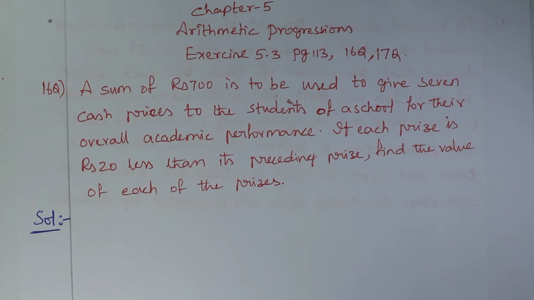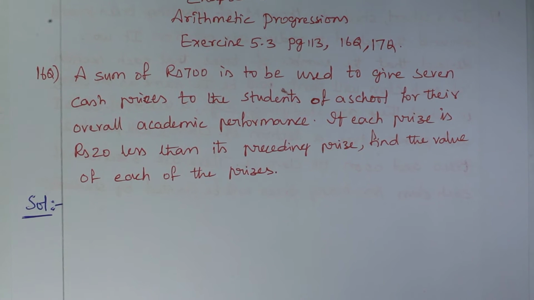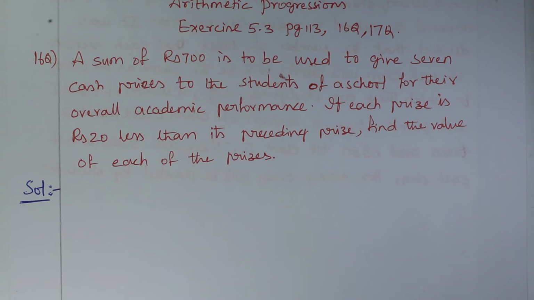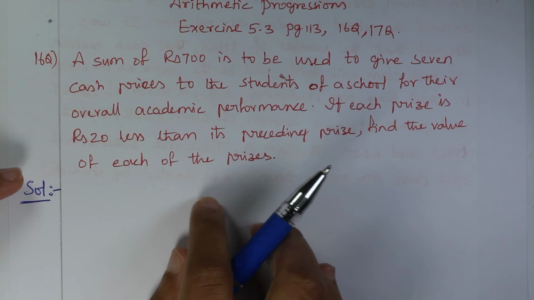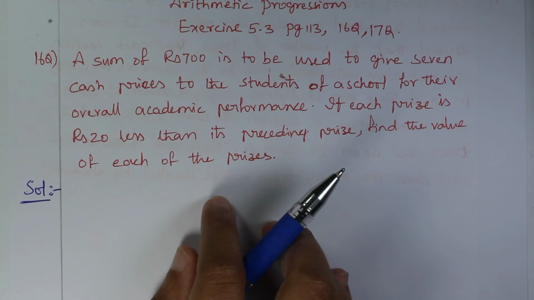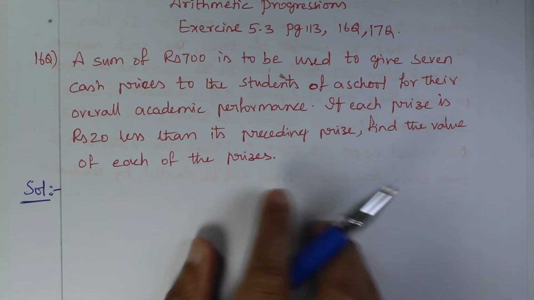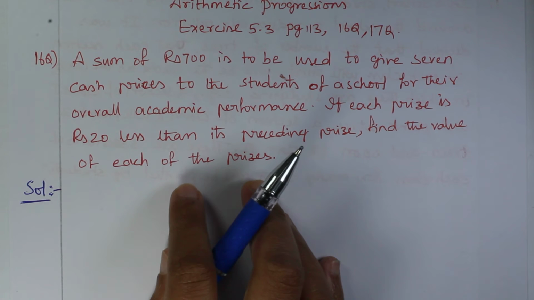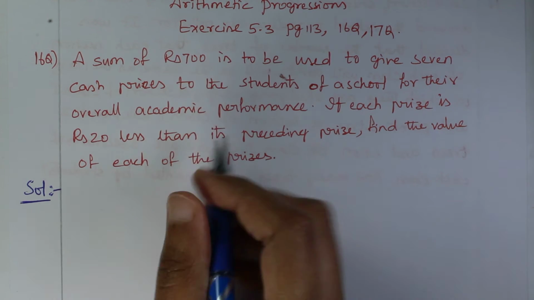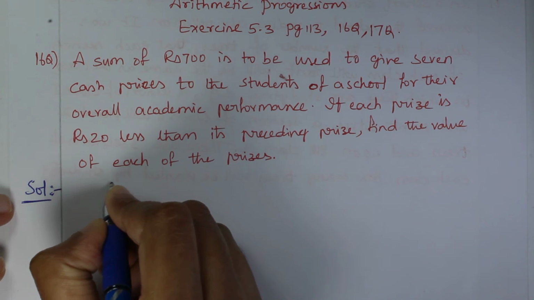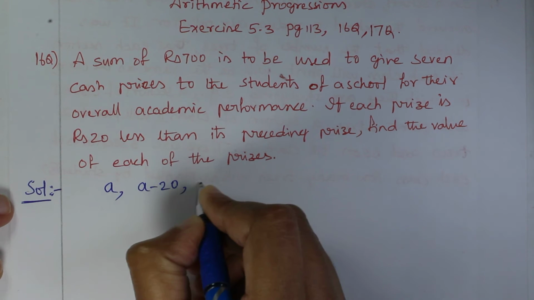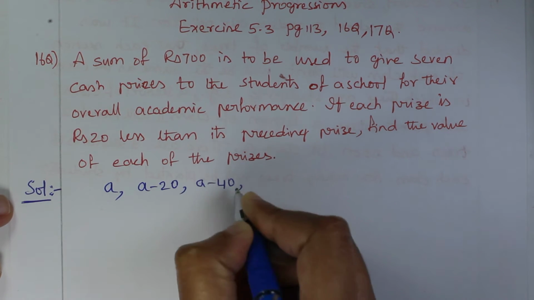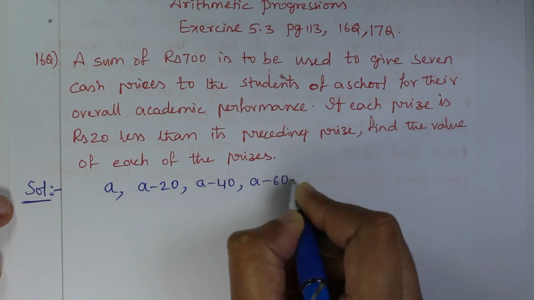So there is a school in which they award 7 prizes. Let's assume the first prize to be A. Then the second prize will be 20 less than the first prize, the third prize will be 20 less than the second prize, and so on. The sum of the total 7 prizes is rupees 700. So the second prize becomes A minus 20, the third prize becomes A minus 40, and the fourth prize becomes A minus 60, and so on.